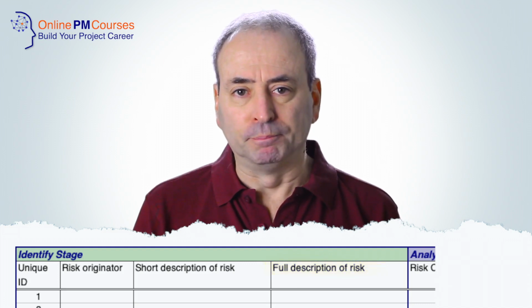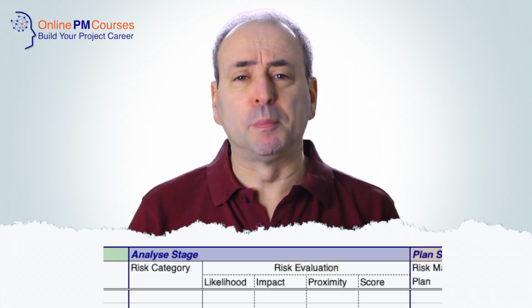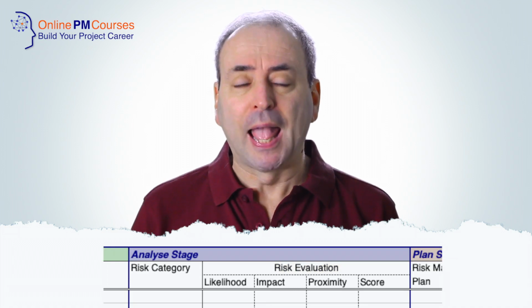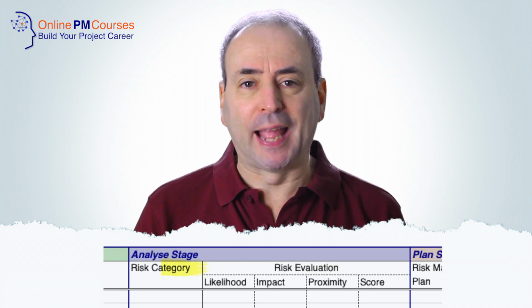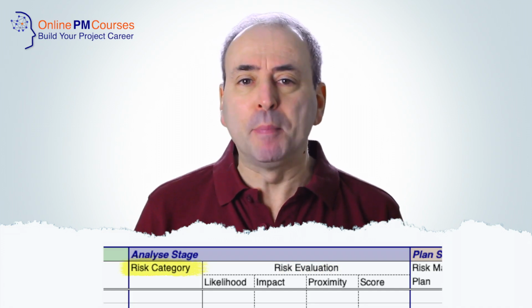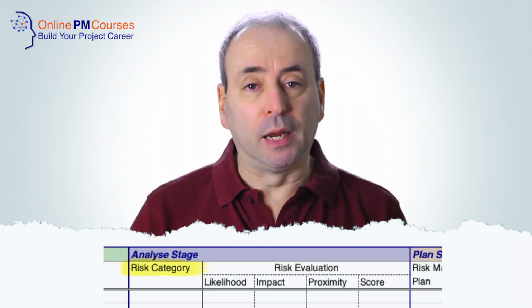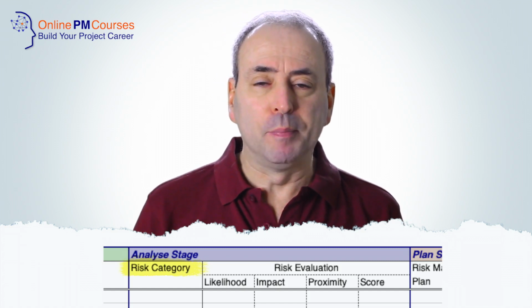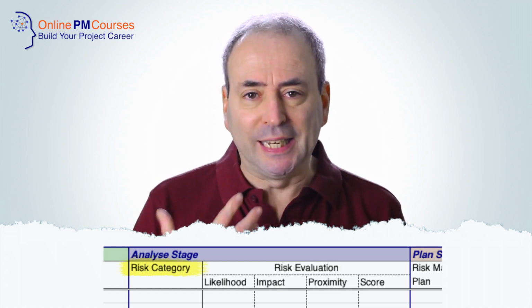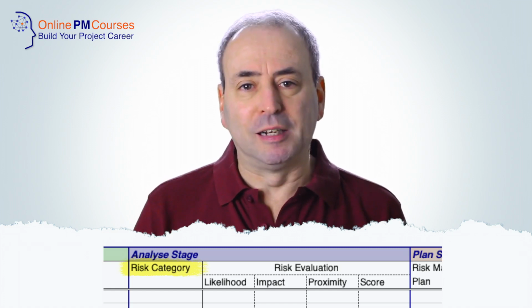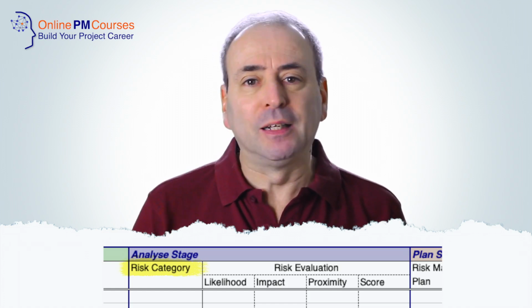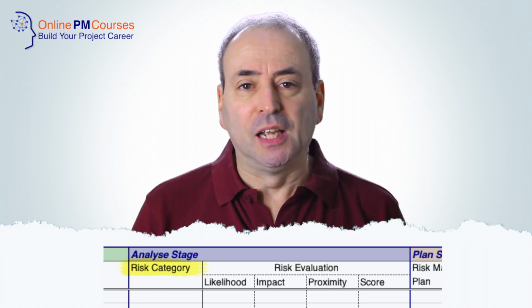The next part of your risk register is about analysing the risks. And the first field you might want in this is some form of risk categorization. This may be linked to the work streams and the work breakdown structure, or it may be linked to a set of standard categories you use in your organization. For example, political risks, economic risks, social risks, technological risks, regulatory risks, environmental risks, security, safety risks.